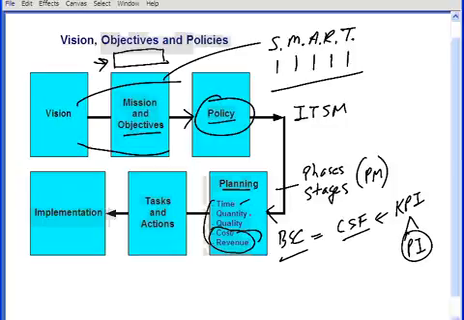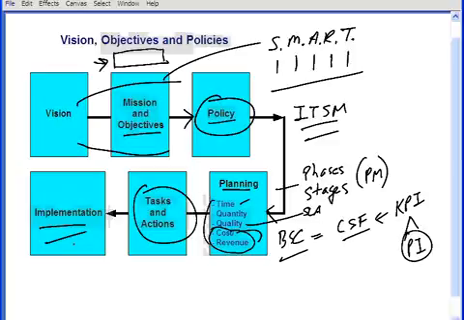The quantity of resources needed. Quality, the quality of the deliverables, the results. This is based on your service level agreements. And cost and revenues. The service deliverables must be in proportion to the expected costs, the expected revenues of the organizations. And that leads to specific tasks and actions that ultimately implement the processes. And this is the vision, objectives, and policies leading to IT service management processing.